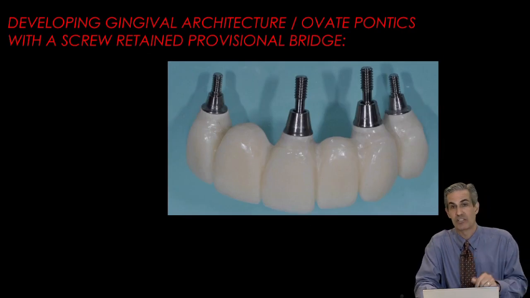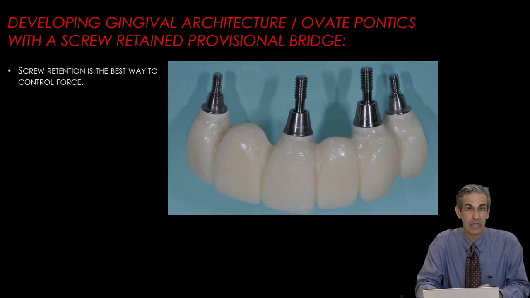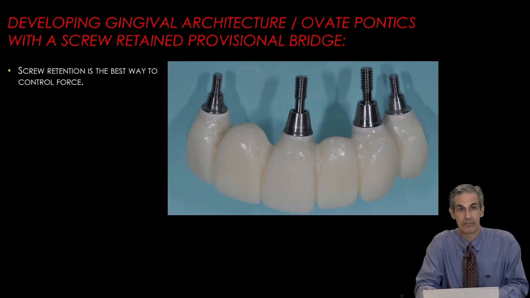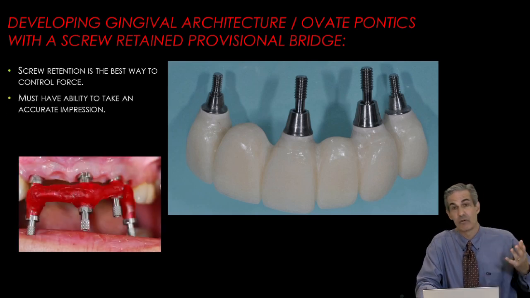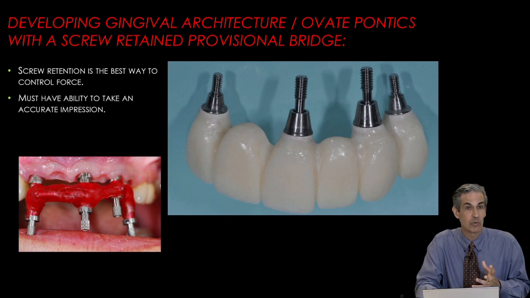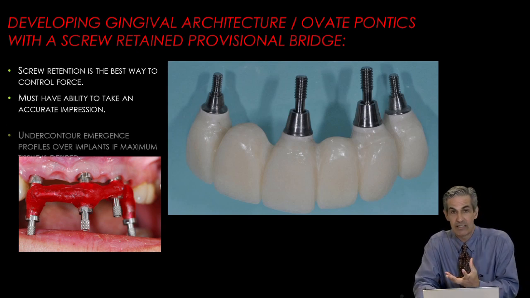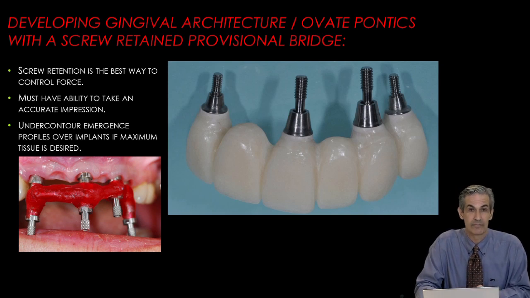I was going to talk just a little bit more about using a screw-retained provisional to shape the Pontic spaces. We're going to create an ovate Pontic, and the best way to do that is with a screw-retained provisional. We must have an accurate impression to do this, so don't think, oh, it's a provisional, I'm just going to stick on some plastic copings and take an impression. It's really not worth your time. We're going to try to create the correct emergence on top of implants with this technique and also create ovate Pontics.